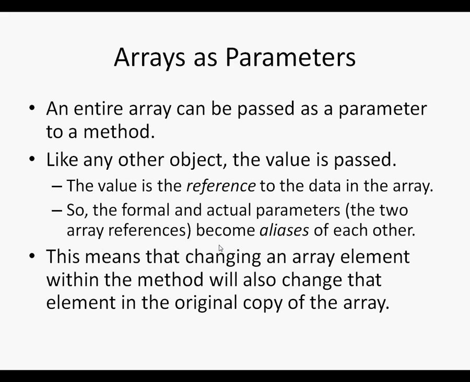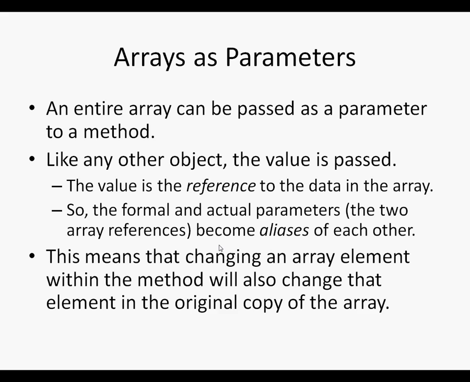Okay, so related to this idea that we've been talking about is the idea about passing arrays as parameters. So again, arrays are objects. What that means is that in memory, what's stored at their place in memory is a reference to somewhere else where that array lives. So when you pass an array to a method, what gets passed is the value of that array variable, but that value is a memory location, and that means that the formal and the actual parameters are aliases.